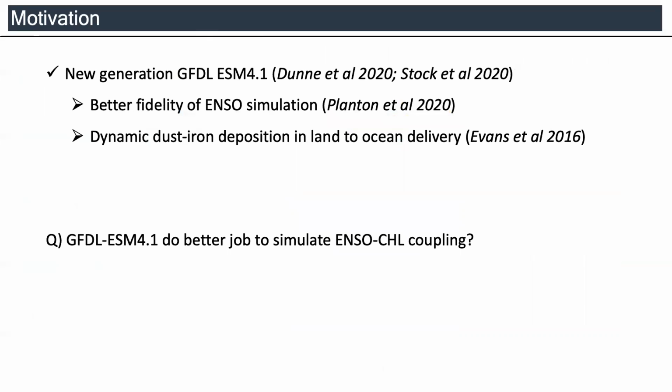The new generation of the GFDL Earth system model, developed for participating in the IPCC AR6 report, was evaluated to have better fidelity of ENSO simulation compared to the previous generation ESM2M. In addition, dynamic land vegetation related dust emission and its atmospheric dust iron delivery are now included to simulate the comprehensive iron cycle for marine ecosystem simulation.